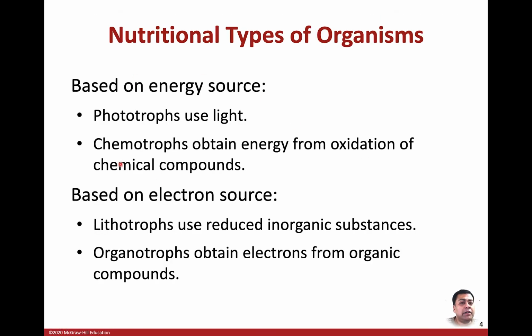Based on the energy source, the phototrophs use light, and the chemotrophs obtain energy from the oxidation of chemical compounds. And when one chemical is oxidized, it will reduce the other, and what is called fixation of that molecule.